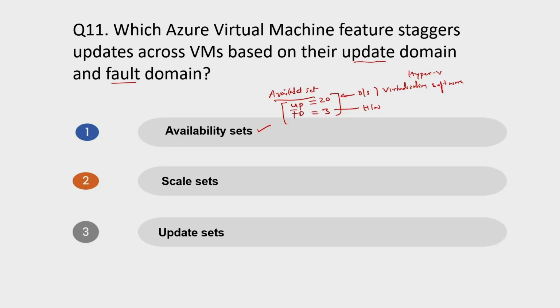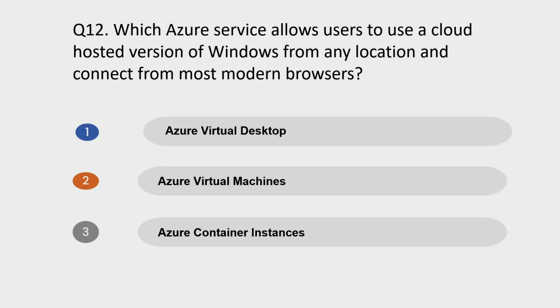Scale sets, this is not the right answer. Scale set is a different concept. Using scale set, we are not staggering the updates. Update set, there is no concept like update sets in Azure. So we can actually eliminate this answer. The correct answer will be availability sets. Question number 12. Which Azure service allows users to use a cloud hosted version of Windows from any location and connect from most modern browsers?